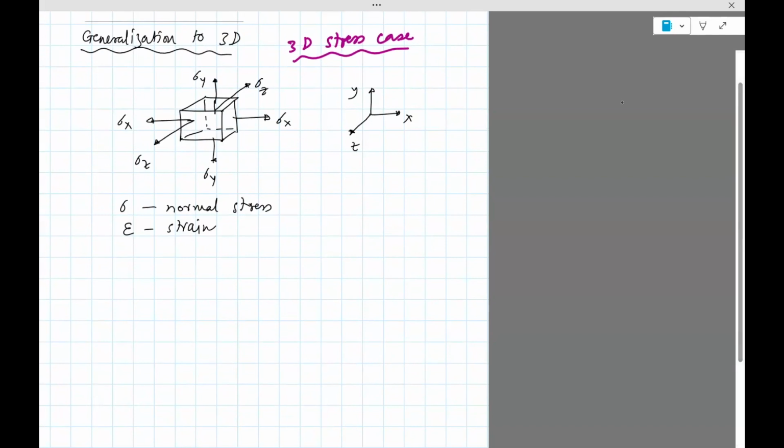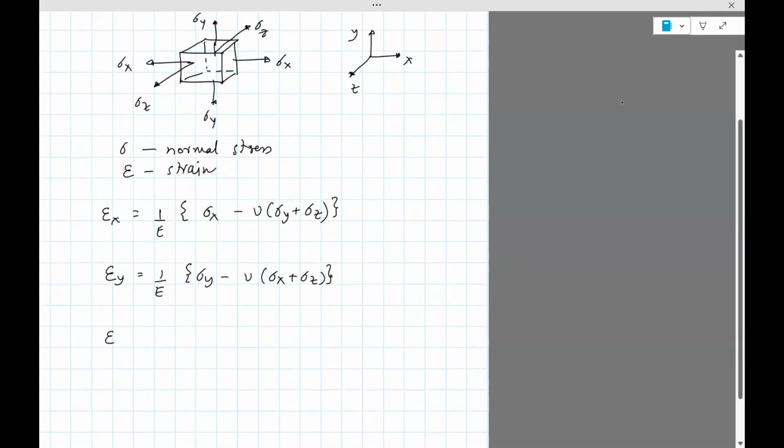Okay, we can write the strain in the x direction as 1 divided by E times sigma x minus nu times sigma y plus sigma z. Strain in the y direction as 1 divided by E times sigma y minus nu times sigma x plus sigma z. Strain in the z direction as 1 divided by E times sigma z minus nu times sigma x plus sigma y.